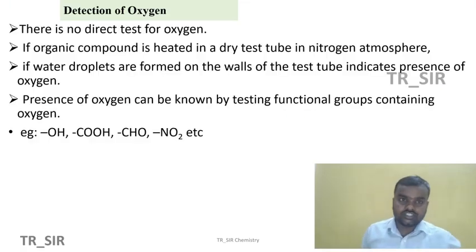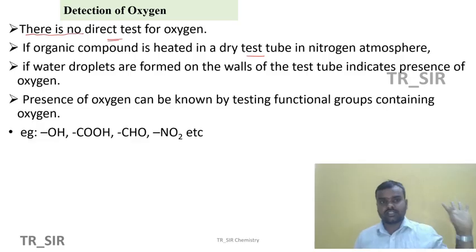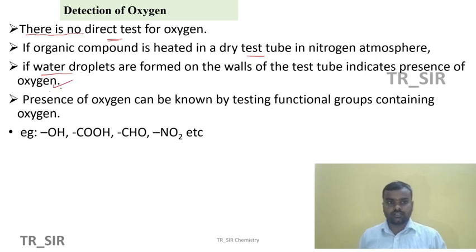Now last one, detection of oxygen. See, there is no direct method of detection of oxygen, right? Generally, if an organic compound is heated in a dry test tube in the open atmosphere, bubbles will form on the walls of the test tube. The bubbles indicate that oxygen is present. If water droplets are formed on the walls of the test tube, that indicates the presence of oxygen. No other test, right? This is the only test we have for this one.